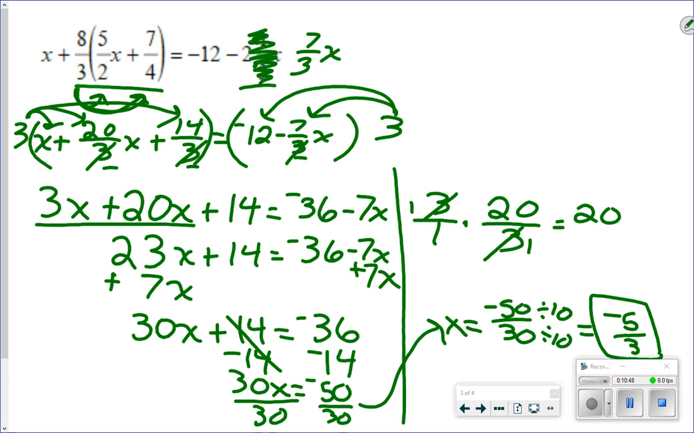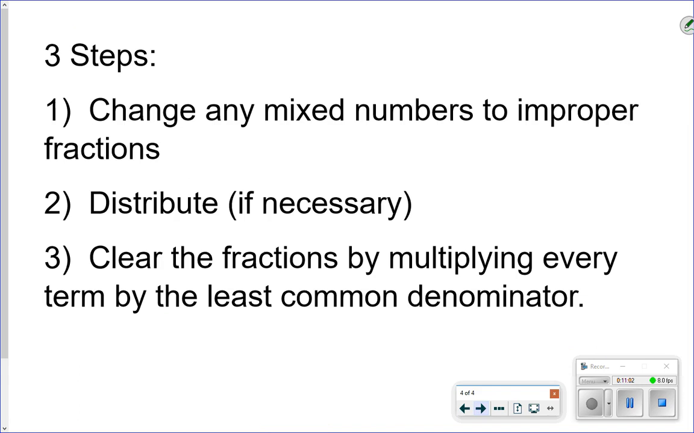I mean, that's about as complicated as these problems get. So the only things you might have to do before you can clear the fractions is change mixed numbers to improper fractions and distribute. For those of you that like to have a list of steps to do, these are three steps you have to do before you can solve. Maybe I should call it 4 steps and add solve to the end. But the first step is to change all the mixed numbers to improper fractions.